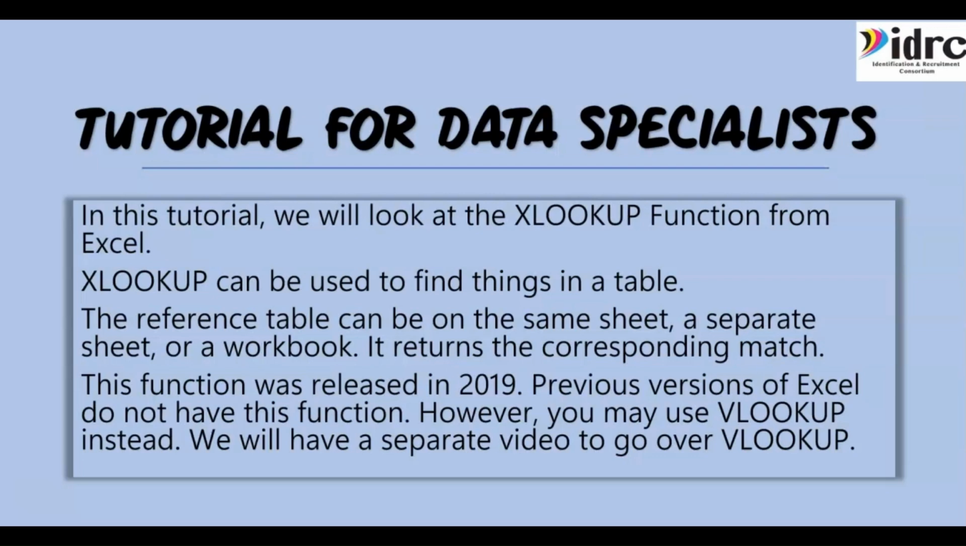In this tutorial, we will look at the XLOOKUP function from Excel. XLOOKUP can be used to find things in a table. The reference table can be on the same sheet, a separate sheet, or a workbook. It returns the corresponding match. This function was released in 2019, so you may not have it, but we will look at VLOOKUP in later videos.